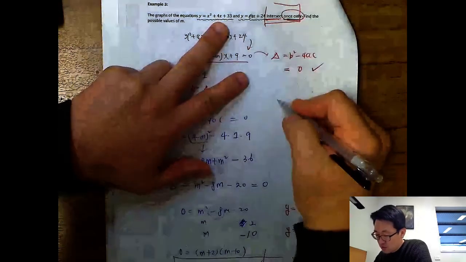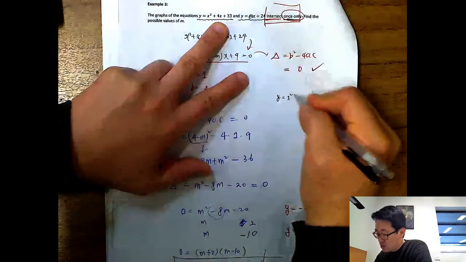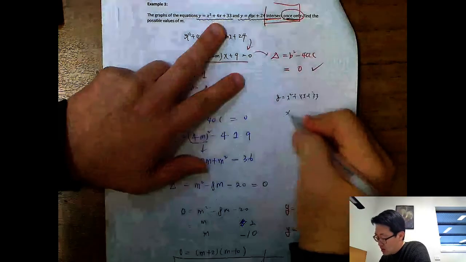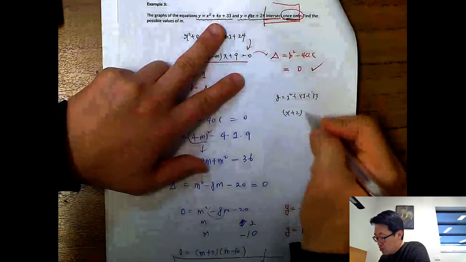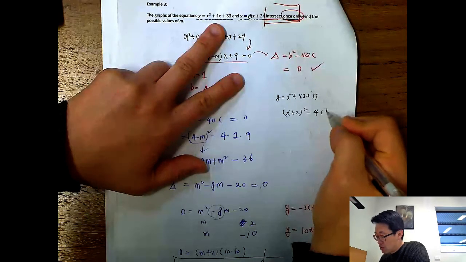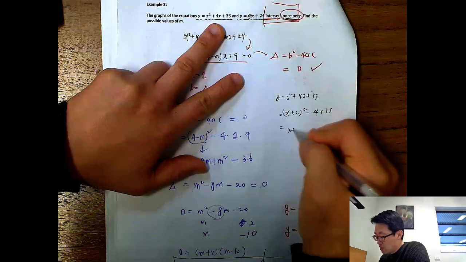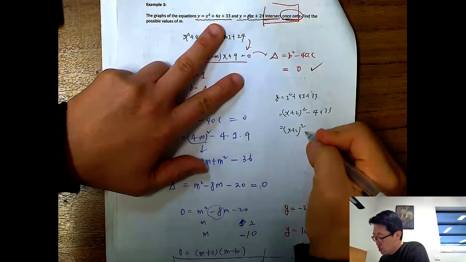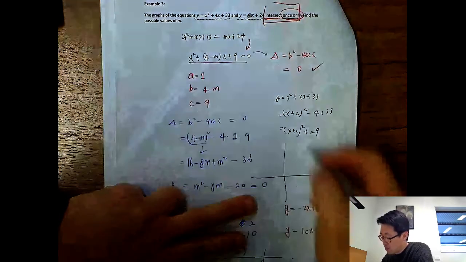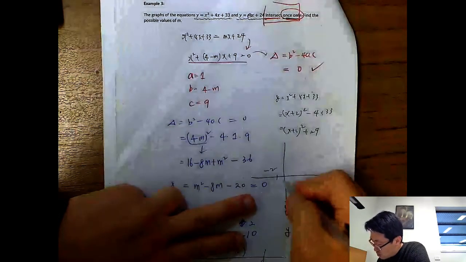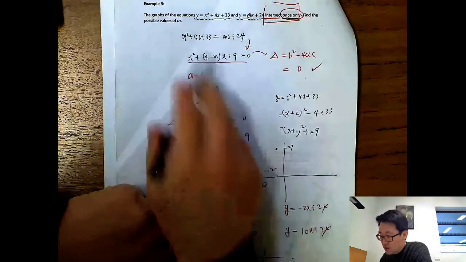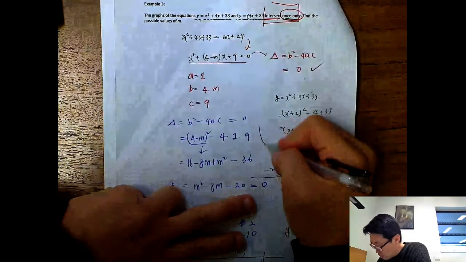I'll just draw that. y equals x squared plus 4x plus 33. Then plus 2 squared, turning point form, and minus 4 plus 33. (x plus 2) squared plus 29. Just getting the turning point: minus 2, 29. That's the turning point, isn't it? And that is positive, therefore it will look like this.